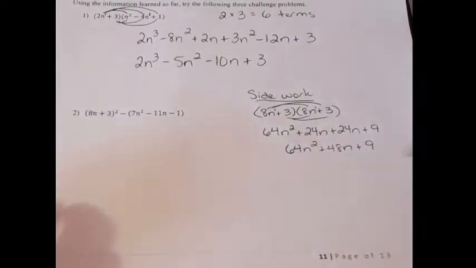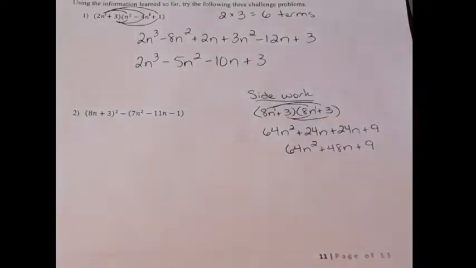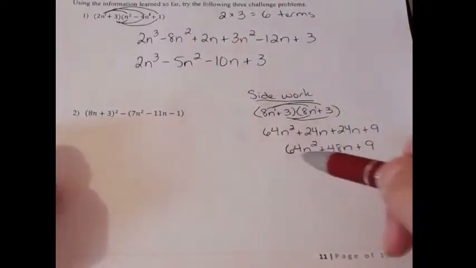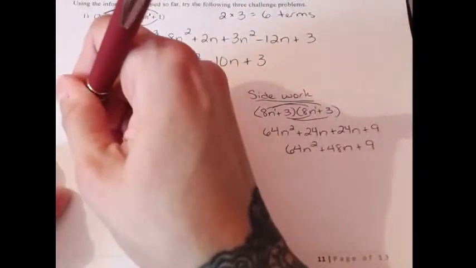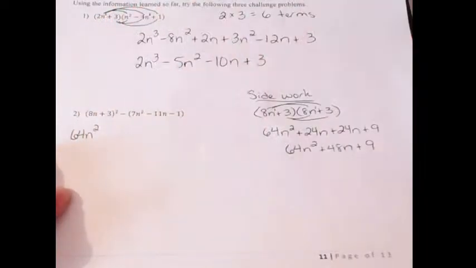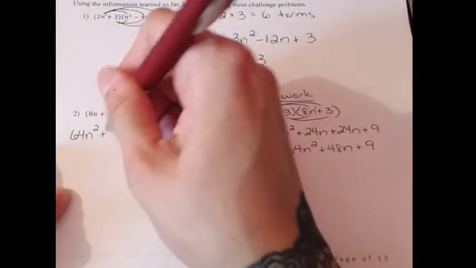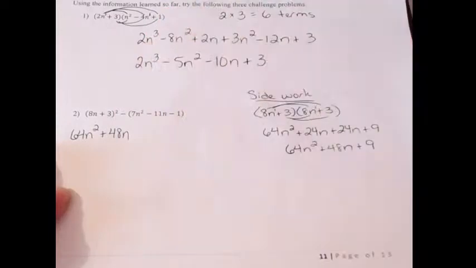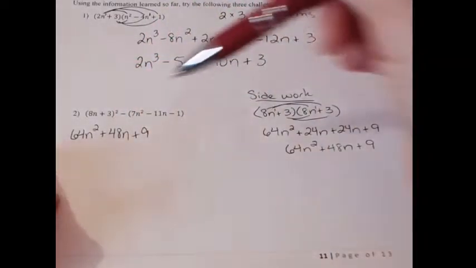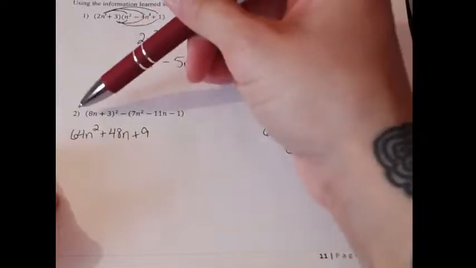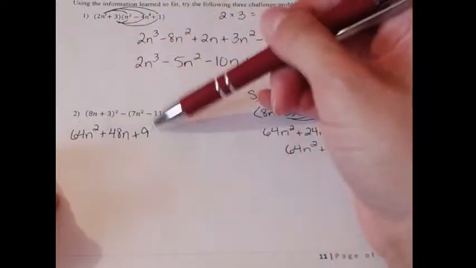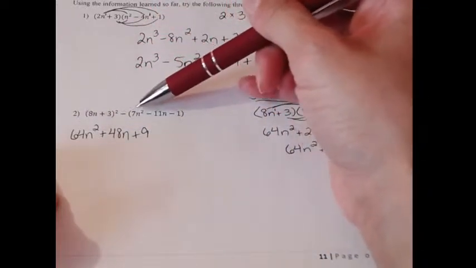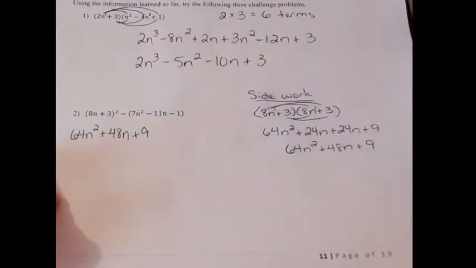So that expression here takes care of the 8n plus 3 squared part of the problem. So I'm going to go ahead and write that underneath the original problem. 64n squared plus 48n plus 9. The next thing I notice is that my expression says 8n plus 3 squared, which we did, minus a trinomial.